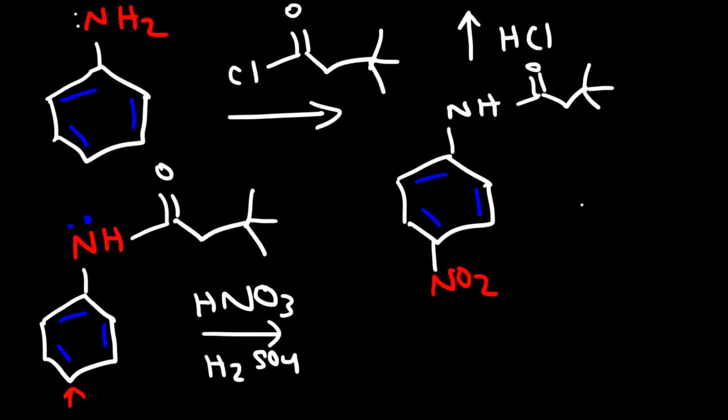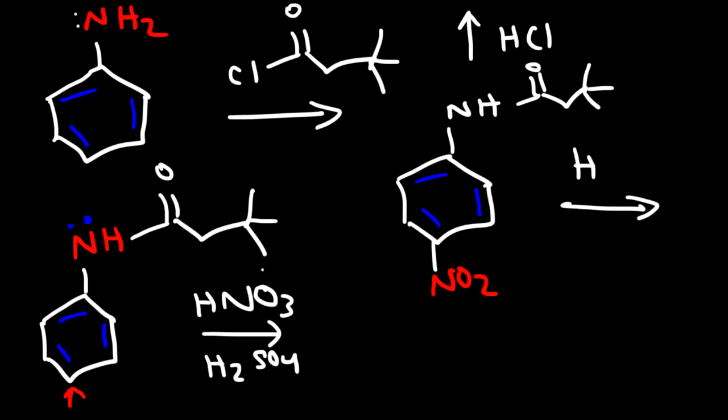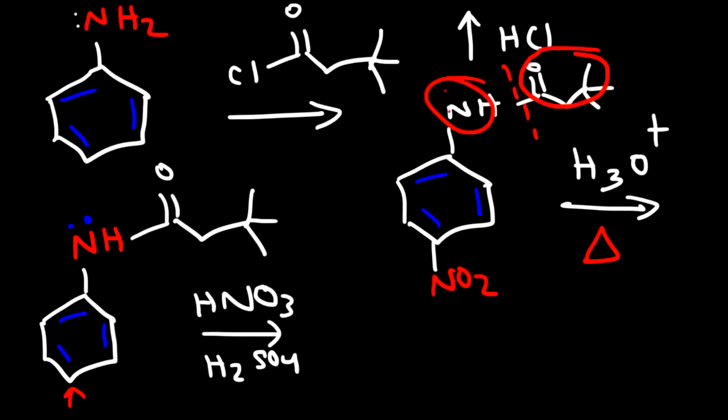What we need to do is react our product with hydrochloric acid in water and with heat. When you put these two together, equivalently, this is the same as H3O plus with heat. And so what's going to happen is the amide bond is going to break. This part will turn into a carboxylic acid, and this part will turn into a protonated amine.